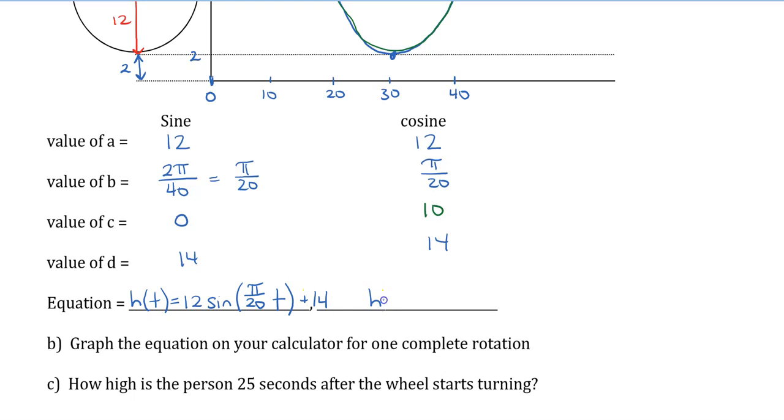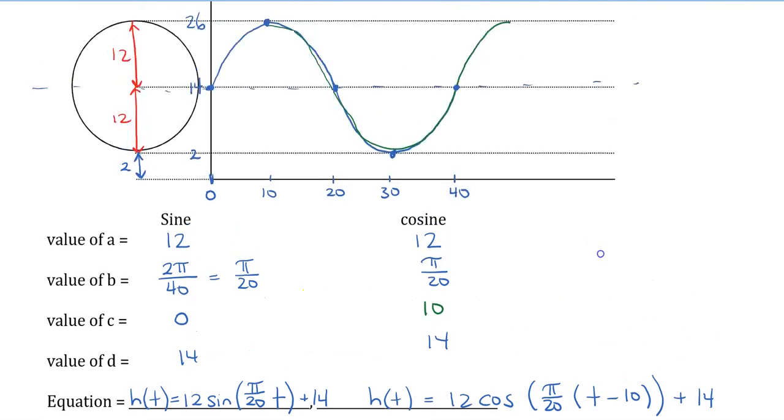If I'm writing a cosine equation, this would be h of t equal to 12 cos, this time, pi over 20. Now I do have a phase shift, so I need to open a bracket and write t minus 10, close a bracket to say that this whole piece is what we're going to cos, and then we have to add plus 14 to give me a vertical displacement. And this is how you write the equation for sine and cosine for this Ferris wheel problem.